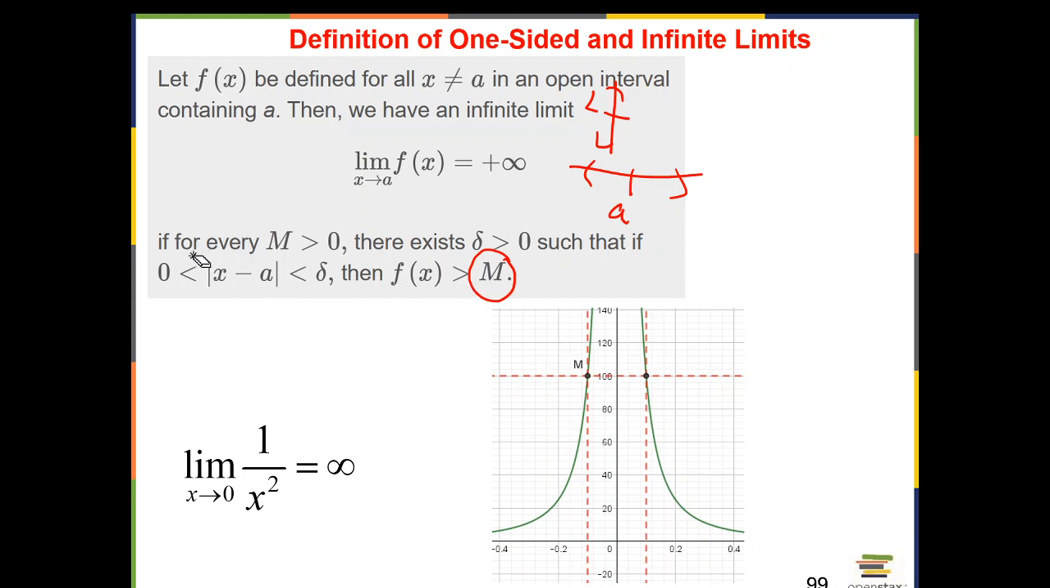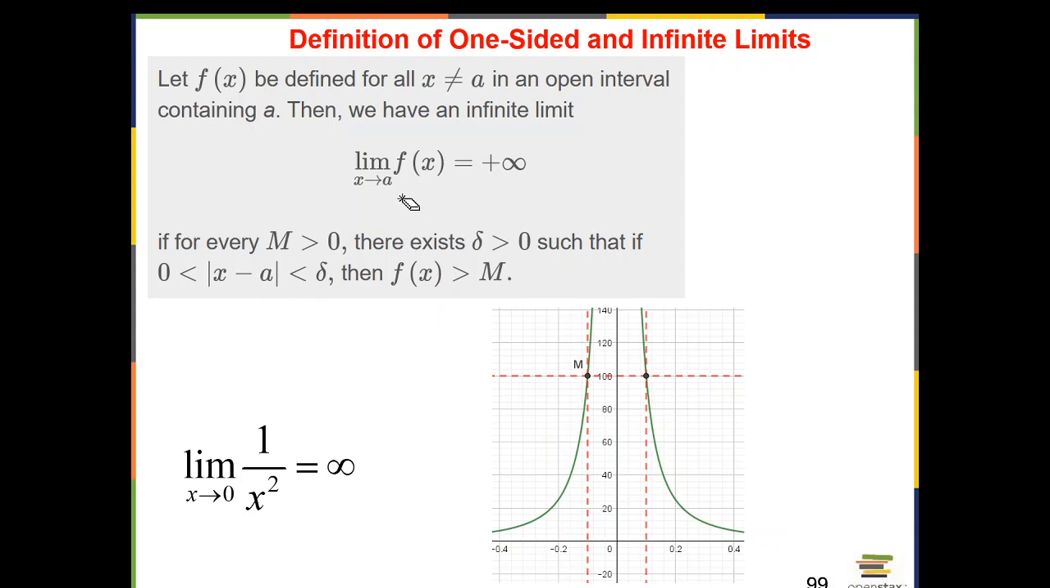So for every m that somebody comes up with, we have to be able to find a delta that works. What does that mean? That means if we are within that delta, then the y values would be greater than that number that we come up with. So that's how we write the definition of the limit.